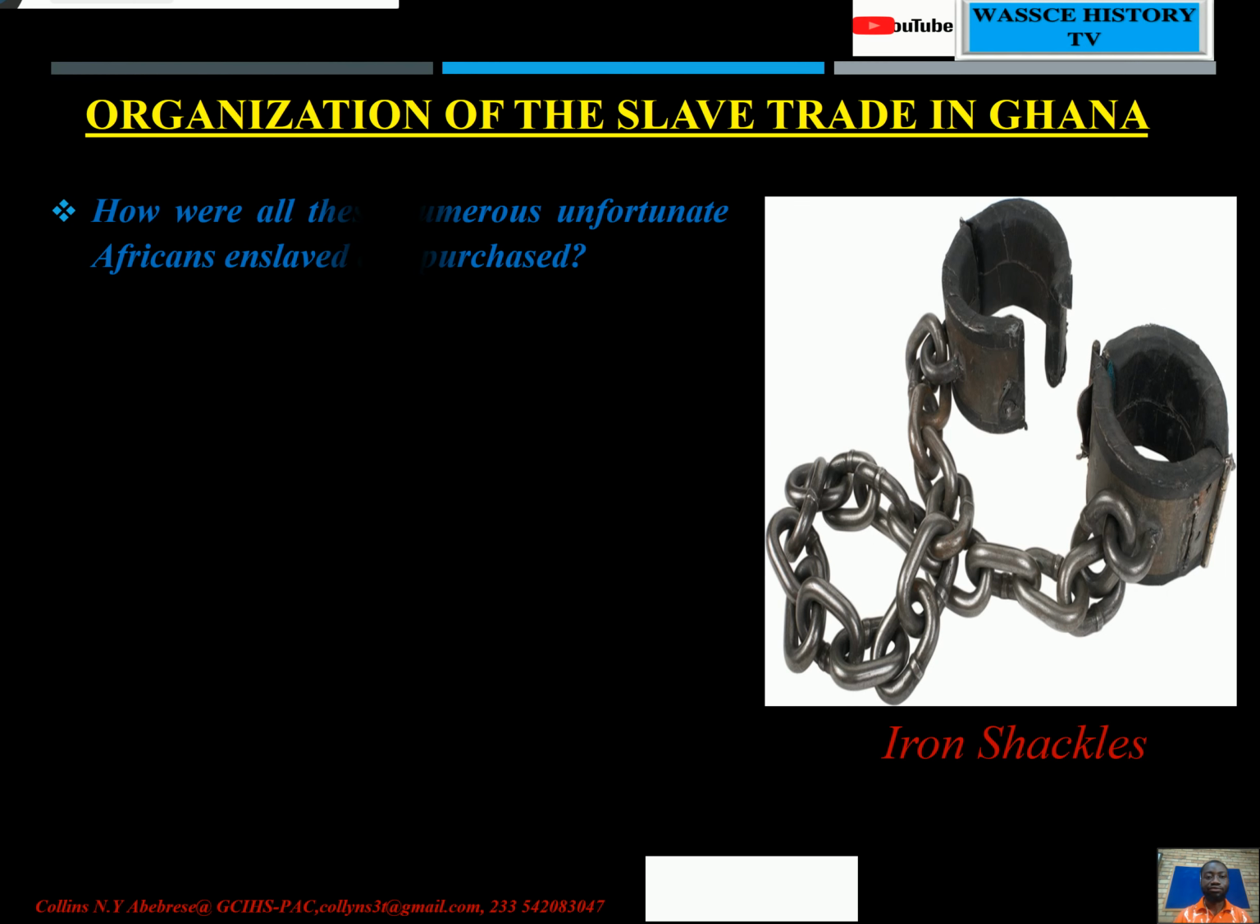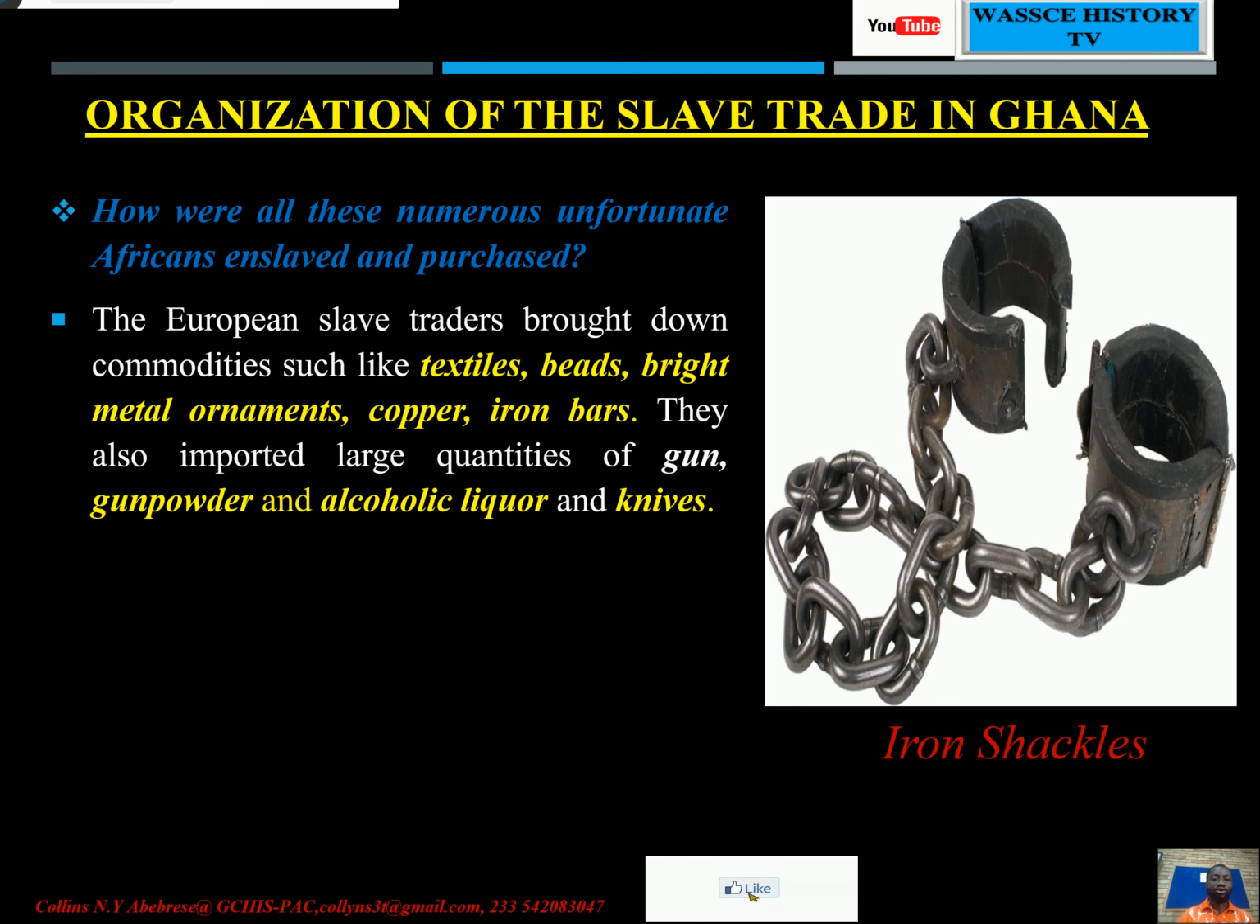So let's begin with the first one, organization. How were all these numerous unfortunate Africans enslaved? That is specifically what we are going to look at. To begin with, the European slave traders, the Europeans who got involved in the trade, brought some items, some commodities like textiles, beads, light metal ornaments, copper, iron bars. Sometimes they even imported guns and gunpowder, alcoholic liquor and knives.